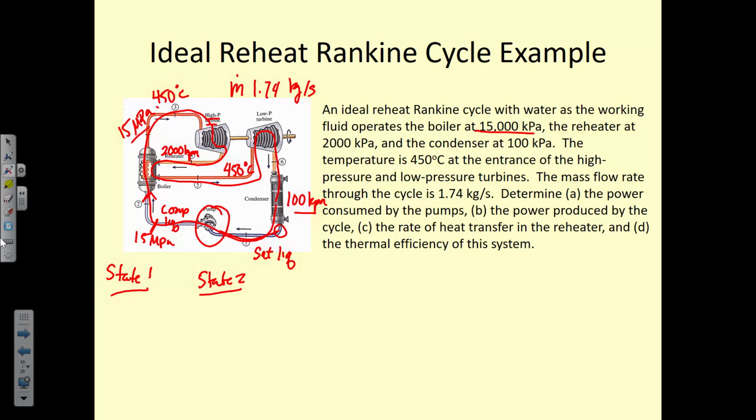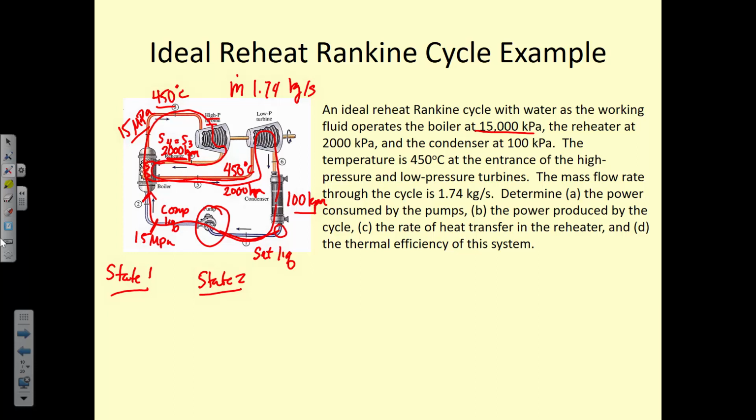Coming out of the boiler, we have 15 megapascals, 450 degrees C, that's given to us. Coming out of this high pressure turbine, we have 2,000 kilopascals for our pressure, and we know that S4 is going to be equal to S3 because it's an isentropic process. Coming back into our low pressure turbine, we have 450 Celsius, and it's also going to be 2,000 kilopascals because this pressure does not change as it goes through the reheater. So that is fully specified.